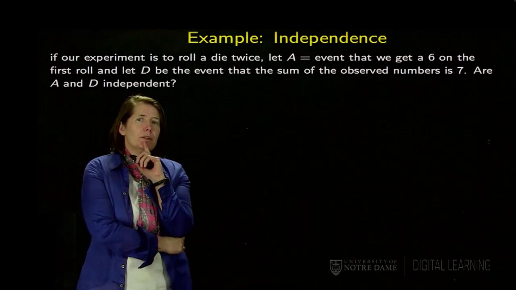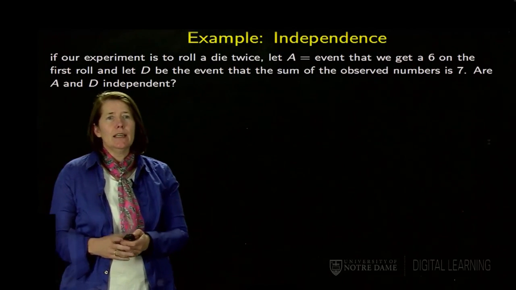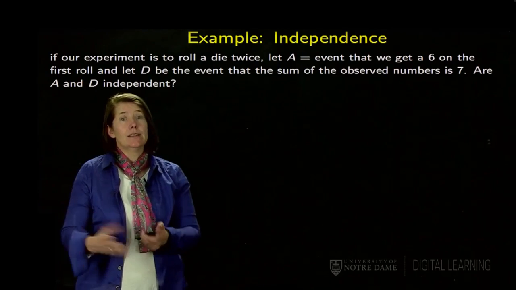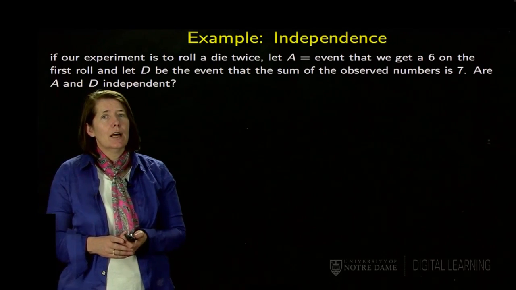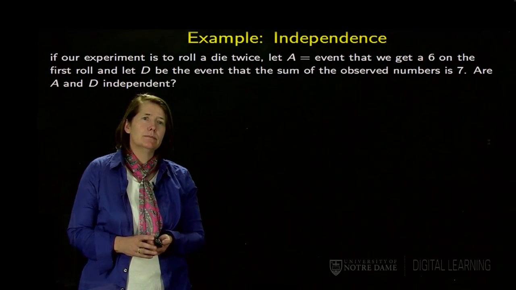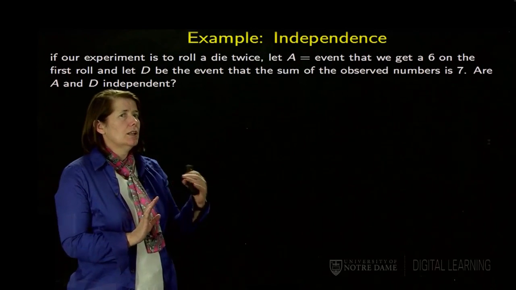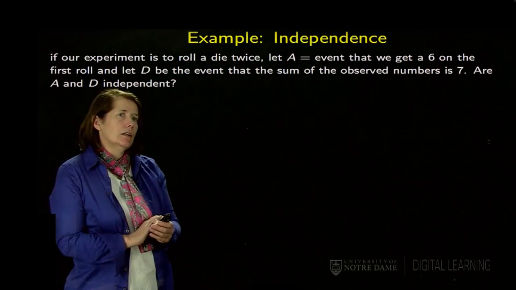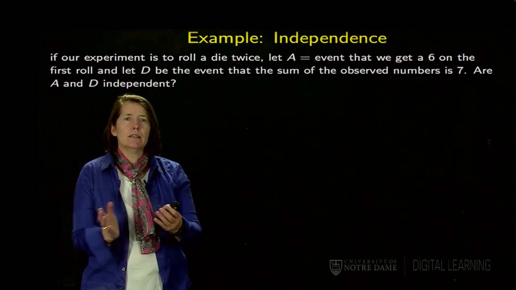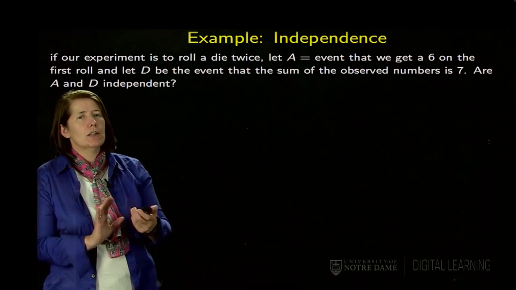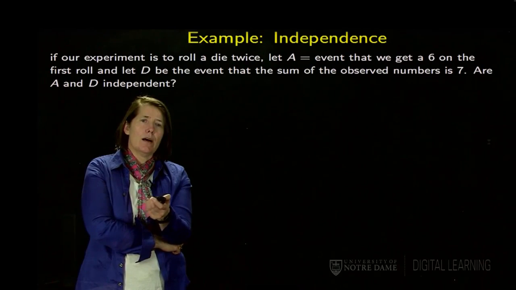Okay, let's look at an example. If I roll a die twice, and A is the event that I get a 6 in the first, and D is the event that the sum of the numbers is 7. Are A and D independent? Now this is a little harder to judge. We'd expect that a 6 in the first would increase our chances of getting a high sum, but 7, somewhere there in the middle, so we're not exactly sure if getting a 6 in the first changes our probability that the sum is 7.